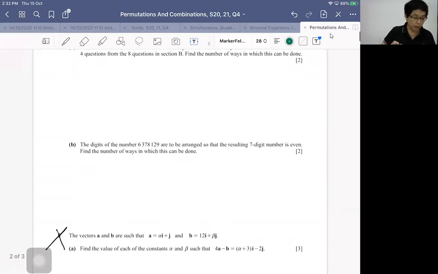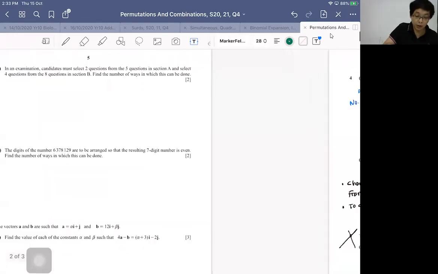Now let's read part B. The digits of the number 6, 3, 7, 8, 1, 2, 9 are to be arranged so that the resulting 7-digit number is even. Find the number of ways in which this can be done. When we look at the clue, when it's talking about a 7-digit number or security code or passwords, naturally we know that the order matters. You cannot swap 1 and 2, 2 and 1 are not considered the same. Therefore, for 4B, we're going to use permutation.